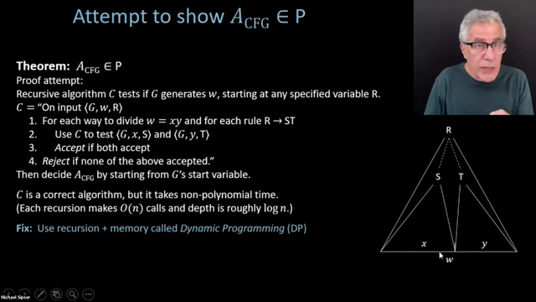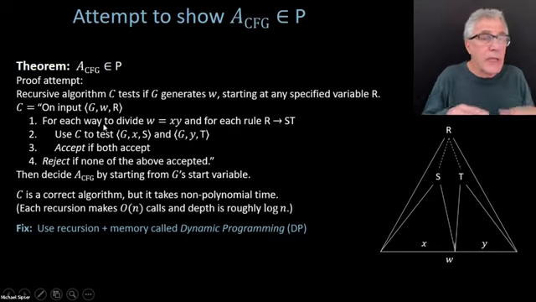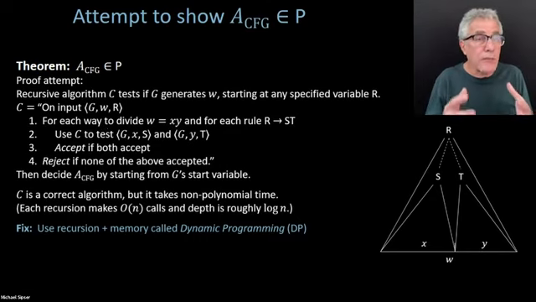I'm always going to be generating in a subproblem some substring of W from some starting variable in the grammar. Because there aren't that many different substrings and not that many different starting variables, the total number of possible problems this algorithm is going to be called on to solve is a polynomial number of different subproblems. There aren't very many of them. There's only something like order n squared.